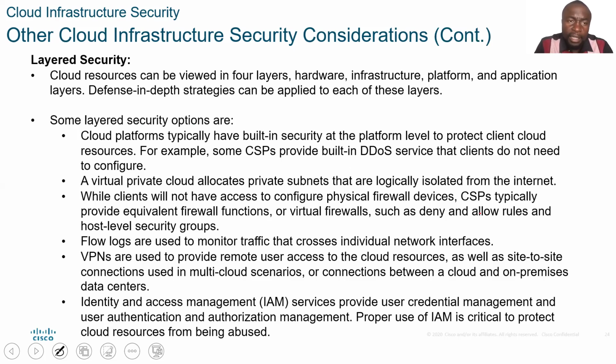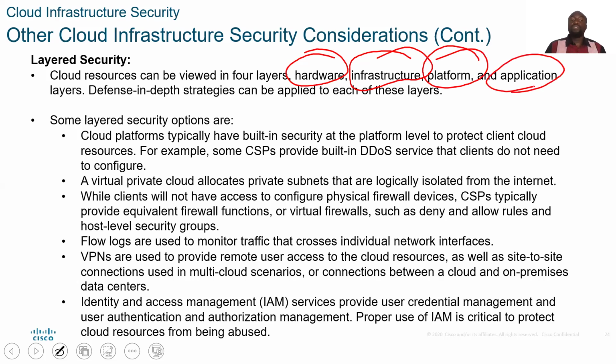Now, how about layered security? When you are talking about layered security, like we talked about the other day, you are looking at a security where you put a security upon another security, upon another security, upon another security. And so cloud resources can be viewed in 4 layers. There's hardware, and you will have a security for it. Infrastructure, you have a security for it. Platform, and you will have a security for it. And then application, and you have a security for it. So the defense in-depth strategies can be applied to each of these layers.